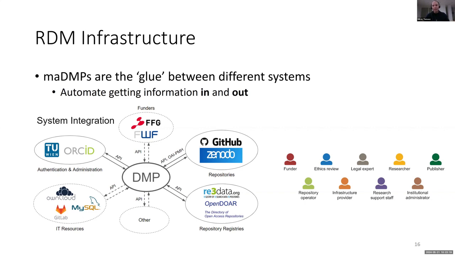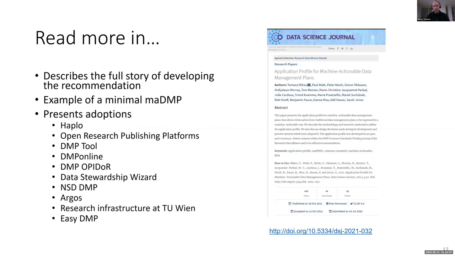Because when we had the checklist, we had a long list of questions and the researcher had to basically type in all the answers. With the MADMPs, we said, let's connect all these systems together and let's stop asking people about the grant number, their affiliation, their email address, and information, what is Zenodo and whether it provides PIDs. Answers to all these questions were already provided somewhere else. Let's integrate that.